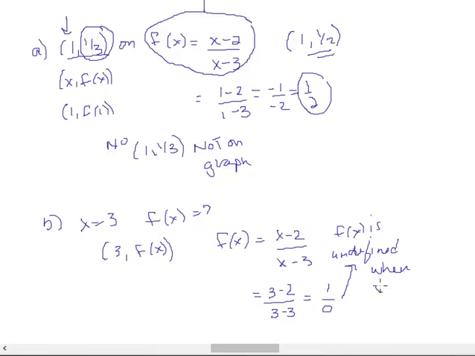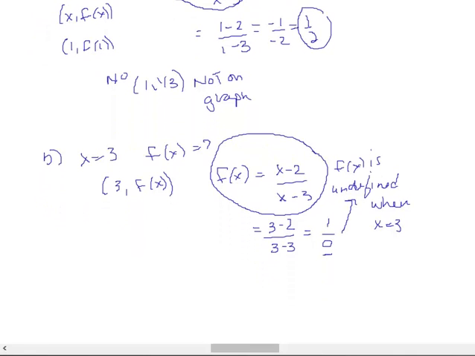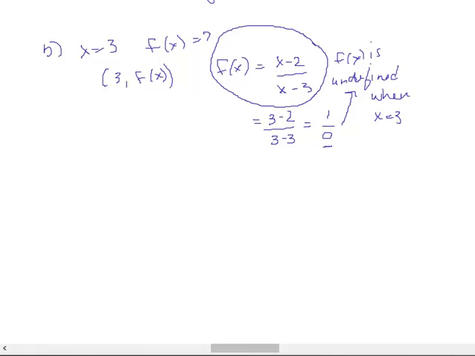When x equals 3. And in fact, we knew that already, because if I consider the domain for this function, we know we can't have a 0 in the denominator, and what value would give me a 0 in the denominator? 3 would. So when x equals 3, what is f of x? F of x is undefined. So what point is on the graph of f of x? The answer would be there is no point.